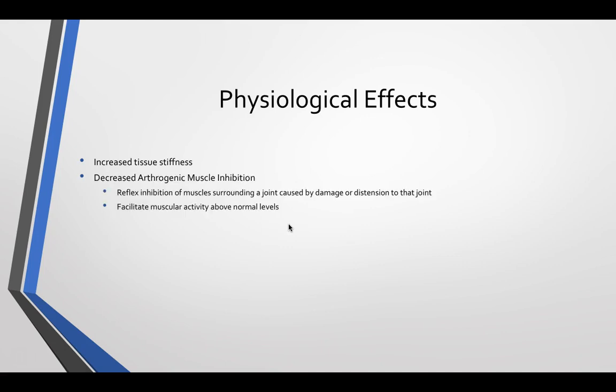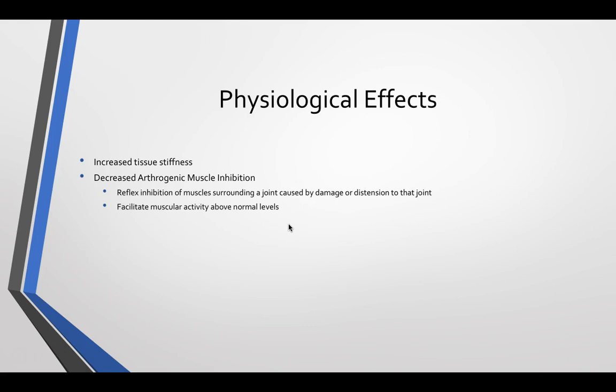Decreased arthrogenic muscle inhibition. So that is the distension or damage to the joint. When swelling occurs in the joint, think of the knee post ACL surgery, it inhibits the muscle surrounding the joint. So we see the quad really become inhibited and atrophied. That doesn't need pain to happen. It just needs the distension of the joint capsule.